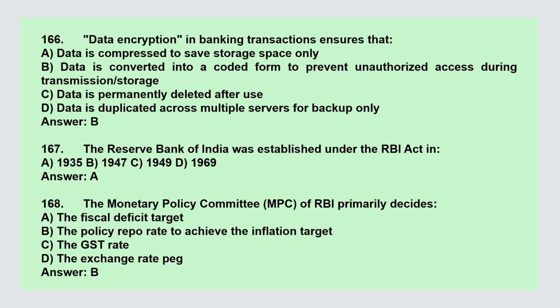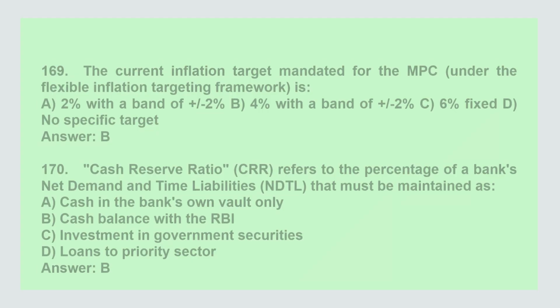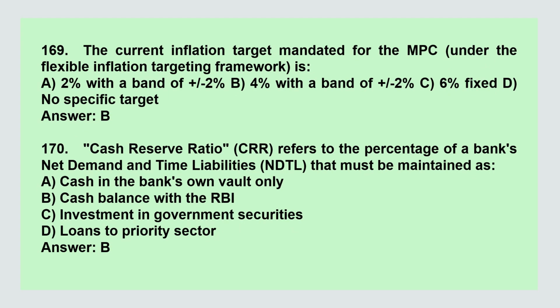Data encryption in banking transactions ensures that answer B, data is converted into a coded form to prevent unauthorized access during transmission and storage. The Reserve Bank of India was established under the RBI Act in answer A, 1935. The Monetary Policy Committee of RBI primarily decides answer B, the policy repo rate to achieve the inflation target. The current inflation target mandated for the MPC is answer B, 4% with a band of plus minus 2%.